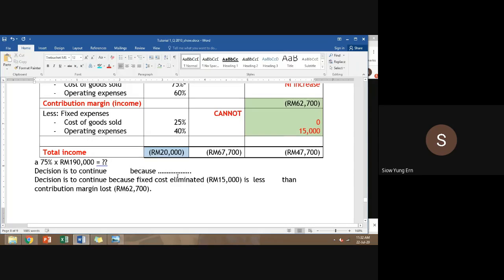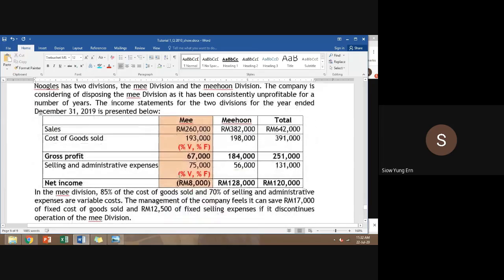So let's move on to our last question, number 10. So Nucas has two divisions, the Mi division and also the Mi Hun division. The company is considering to dispose the Mi division as it has been consistently unprofitable for a number of years. The income statement is given as below. We don't need to look at Mi Hun because Mi Hun has no issue. So now your decision is, do you want to continue Mi or eliminate Mi?